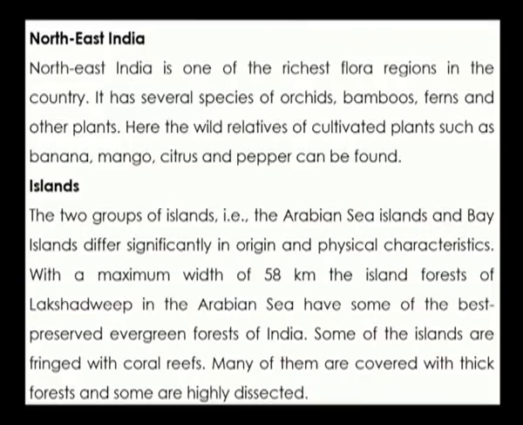The last group is the island group. The two groups of islands you have are the Arabian Sea Islands and the Bay of Bengal Islands, which differ significantly in origin and physical characteristics. With a maximum width of only 58 kilometers, the island forests of Lakshadweep in the Arabian Sea have some of the best preserved evergreen forests of the country. Some of the islands are fringed with coral reefs, and many of them are covered with thick forests, and some of them are highly dissected.